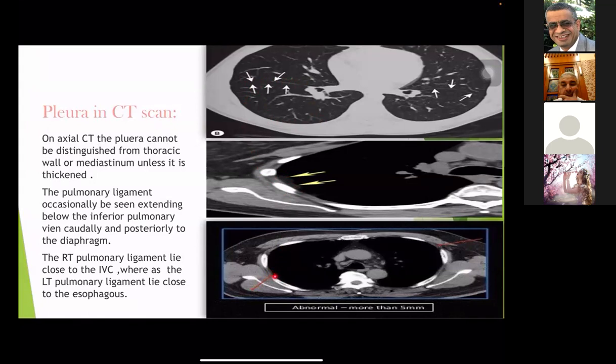The pulmonary ligament can occasionally be seen extending below the inferior pulmonary vein caudally and posteriorly to the diaphragm. The right pulmonary ligament lies close to the IVC, whereas the left pulmonary ligament lies close to the esophagus. It's not clear here, but the right pulmonary ligament should be close to the IVC on the right side, and the left should be close to the esophagus.